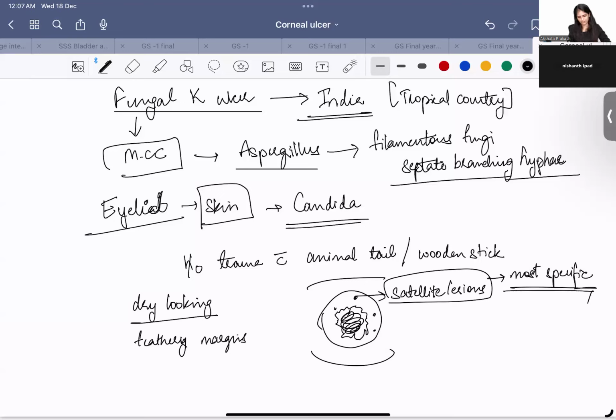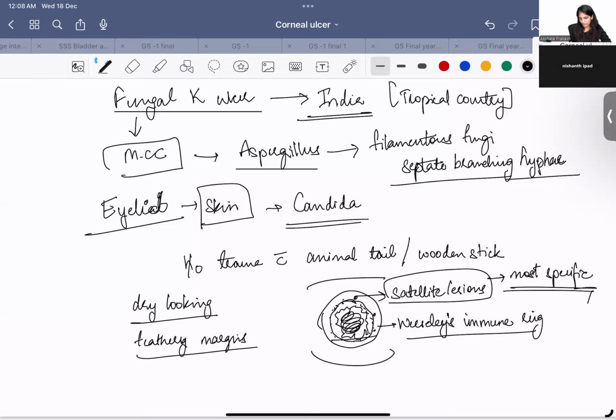They have asked, there are different things that you can have: dry looking, feathery margin, satellite lesion, and you can also have immune ring of Wesley. Wesley's immune ring. It is just an immune reaction to your fungal antigens. So the cornea can have a Wesley's ring. But it is not specific for your fungal corneal ulcer. The most specific is just satellite lesion.